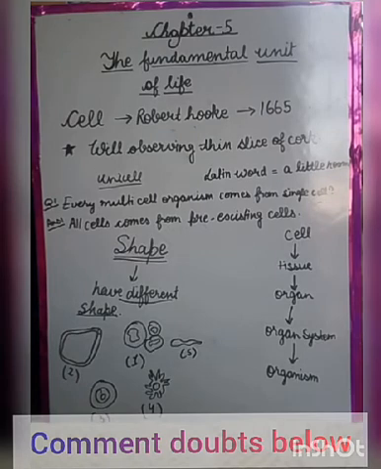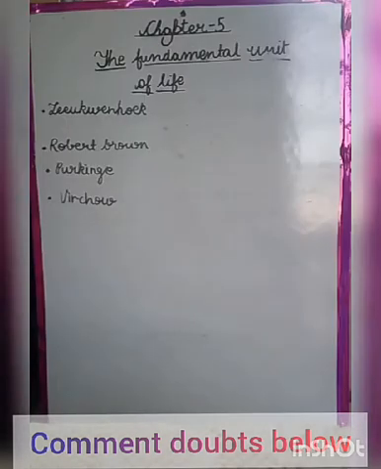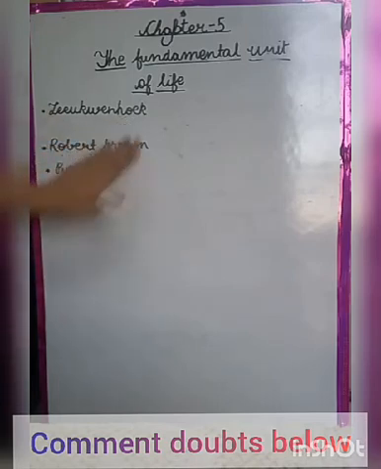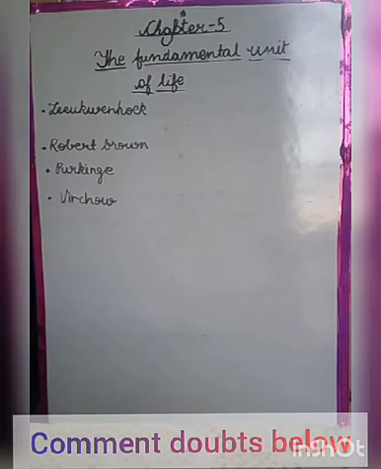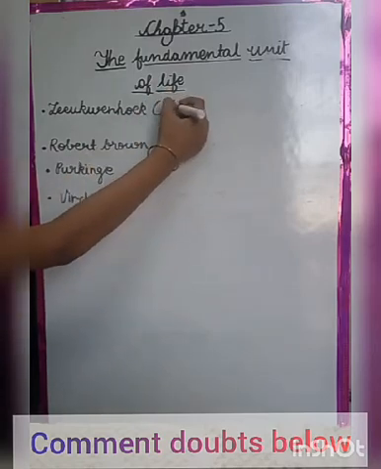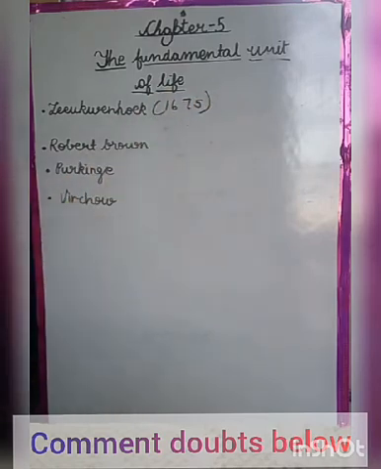Now we come to the next people who have helped us in this cell explanation. The first is Leeuwenhoek. It is similar to Robert Hooke, so you can just remember it. What he did is he found living cells in pond water. He found them in 1675.